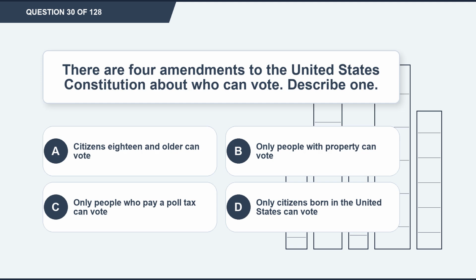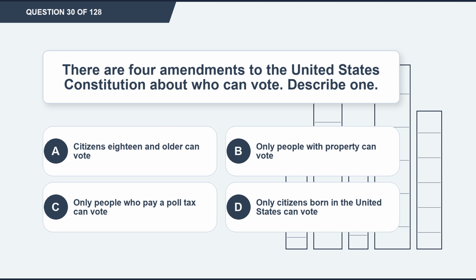Question 30. There are 4 amendments to the United States Constitution about who can vote. Describe one. Option A. Citizens 18 and older can vote. Option B. Only people with property can vote. Option C. Only people who pay a poll tax can vote. Option D. Only citizens born in the United States can vote.